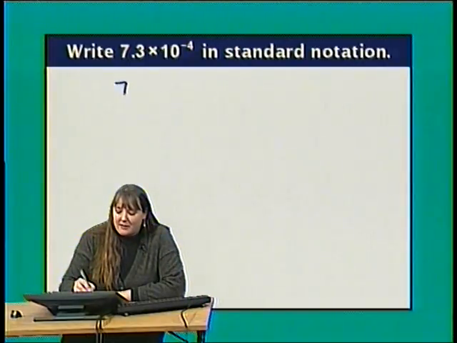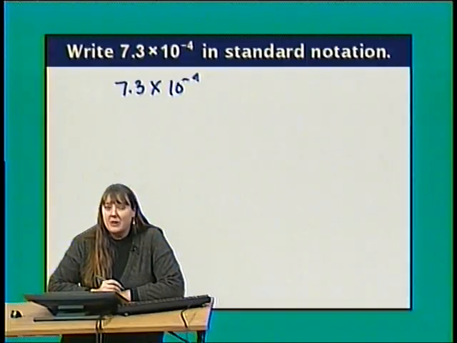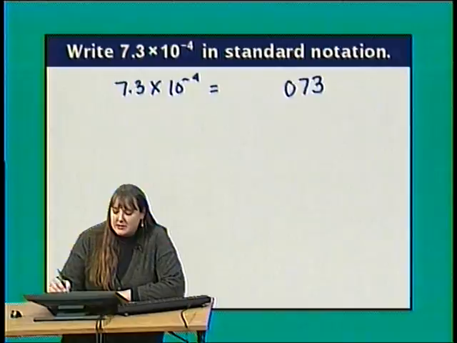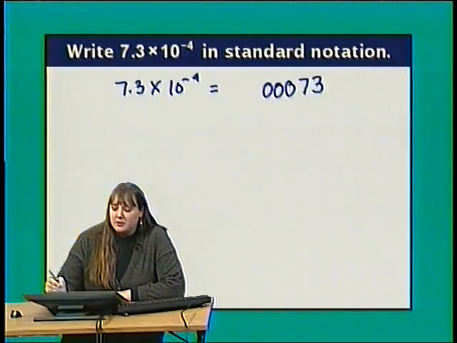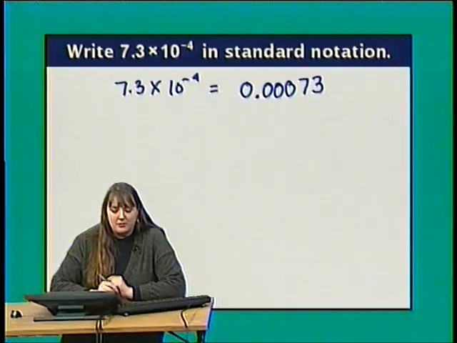How do I write 7.3 times 10 to the negative fourth in standard notation? Well, that negative 4 exponent tells me to move the decimal 4 places to the left. So the first place to the left takes me to the left of the 7, and then I need 3 zeros for placeholders to move the entire 4 places to the left. So I have 0.00073 in standard notation.